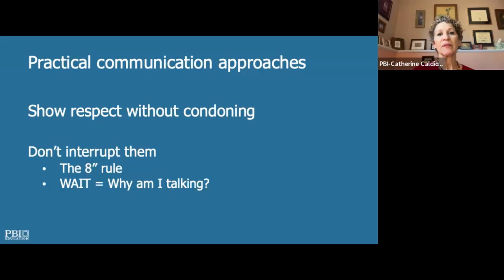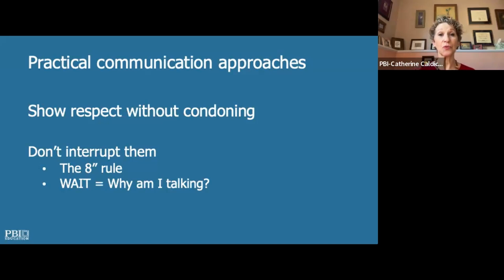So here are some more practical communication approaches. Show respect without condoning. You don't have to condone what they've done, but you can still show them some respect. So don't interrupt them. Your attentiveness will build trust. So how might you do that?